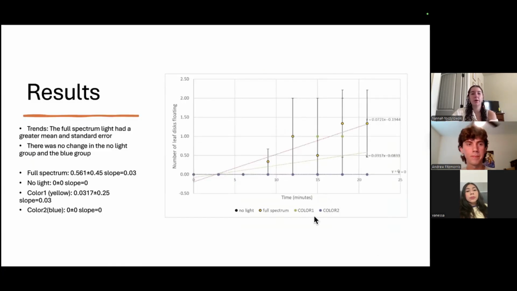The trends that we saw were that the full spectrum light had a greater mean and standard error, and there was no change in the no light group and the blue light group. For our full spectrum light, the mean was 0.561 with a standard error of 0.45 and a slope of 0.03. For the no light group, the mean was 0 with a standard error also being 0 and a slope of 0. For the yellow light group, the mean was 0.0317 with a standard error of 0.25 and a slope of 0.03. And for the blue light group, a mean of 0, standard error of 0, and a slope of 0.